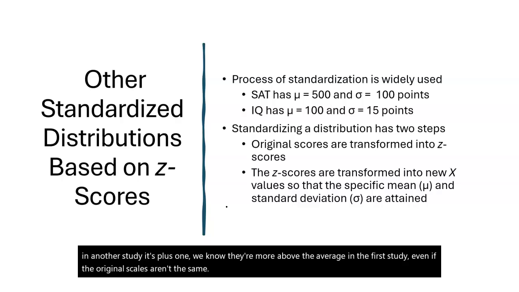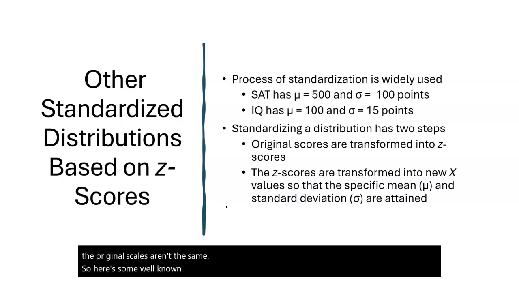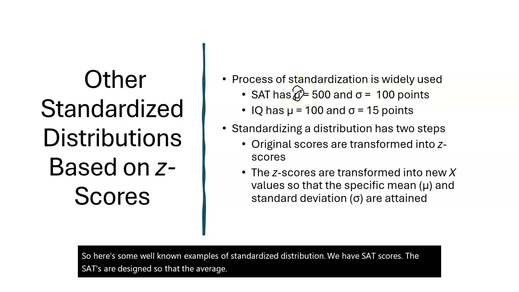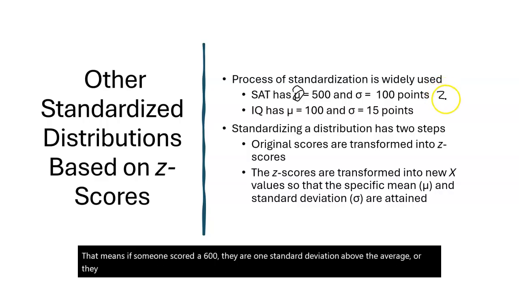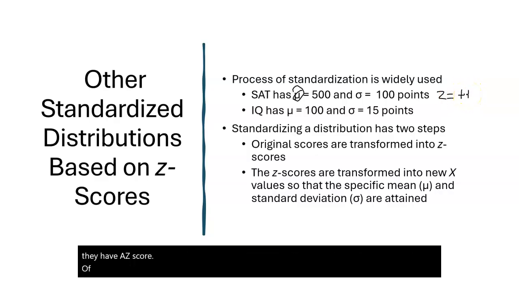So here's some well-known examples of standardized distribution. We have SAT scores. The SATs are designed so that the average is 500 with a standard deviation of 100. That means if someone scored a 600, they are one standard deviation above the average, or they have a z-score of +1, because 600 is 100 points above 500.